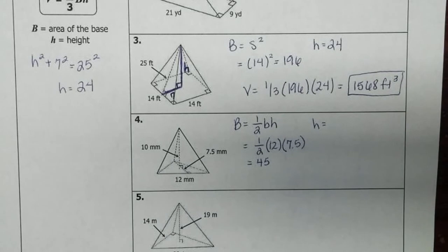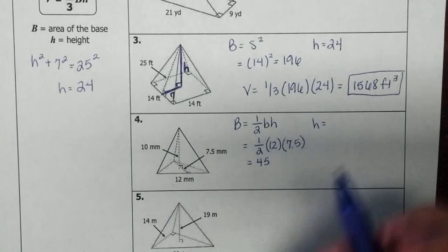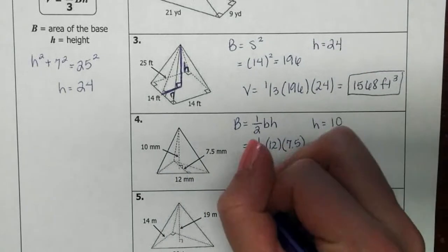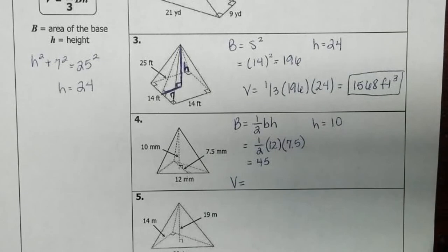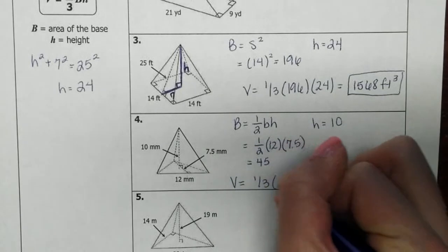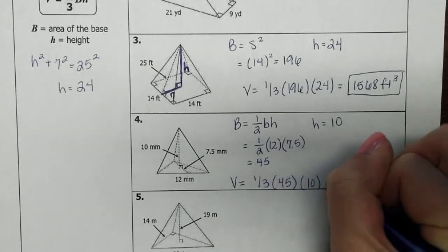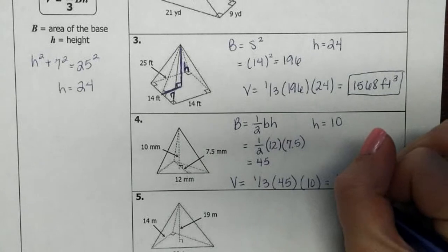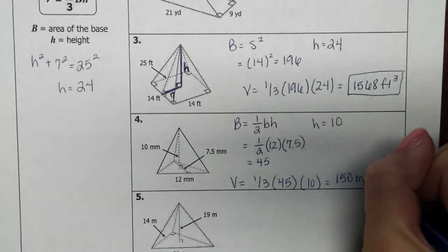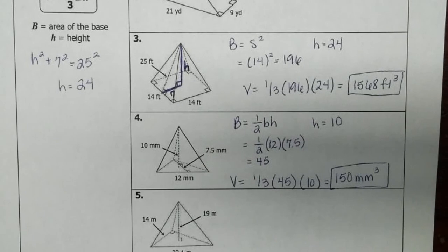So now the height of the pyramid, connecting the center of the base to the very top of the pyramid, is 10. So now you're ready for the volume formula. 1/3 times that 45 times 10. And you should get 150 millimeters cubed. So surface area is always squared, volume is always cubed.